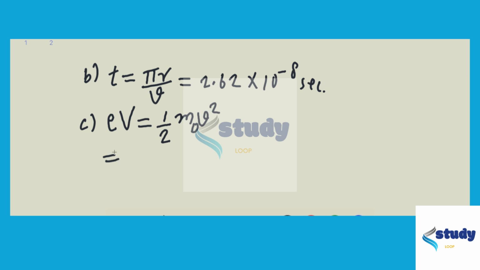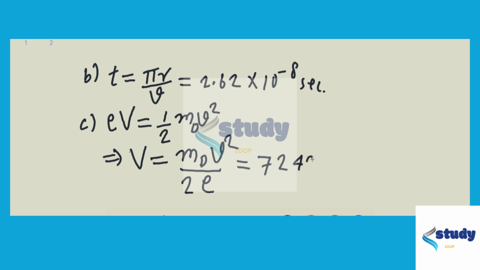So from here, you can see V, sorry, this is not this v. It has to be the capital V, okay? So this V has to be equal to m_d v squared over twice e. And we know all the values for m_d, v squared, and e, and this should give us 7242.46 volts.